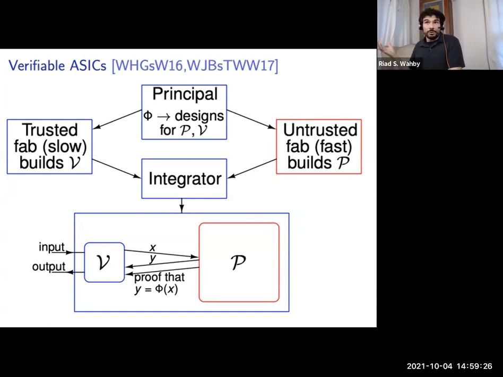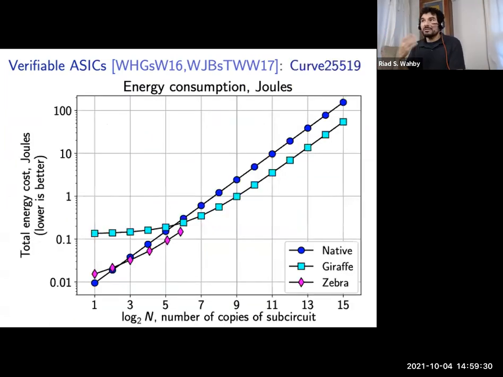So, okay, this is a good story on paper, but is it practical? Well, maybe. This is an evaluation based on simulations of chips that do verified elliptic curve point multiplication. Here, the prover chip is in a modern cutting edge technology, and the verifier chip is in 20-year-old technology.